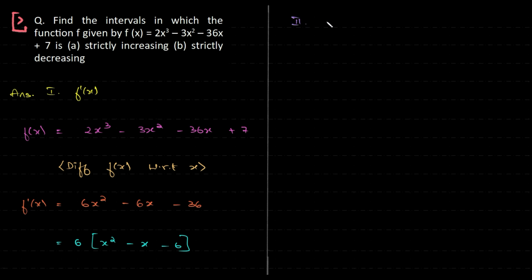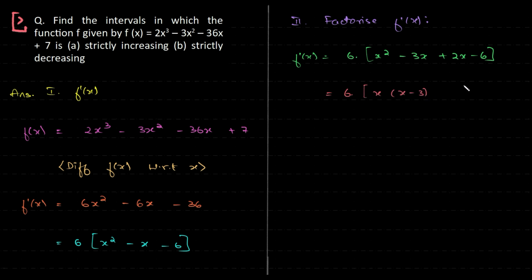Second step is to factorize f prime of x. How you guys factorize it is left to you guys. You can use splitting the middle term. It looks convenient over here. So x square minus 3x plus 2x minus 6. Again, how I found this, I should not be explaining it to you guys. This should be common sense for you guys as of now. This is x minus 3 and this is plus 2. x minus 3. And we have 6 times of x minus 3 into x plus 2.